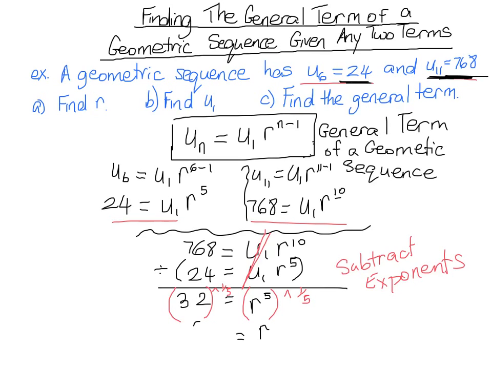That means that 2 to the 5th power is 32. And you can check it, right? 2 to the 5th power, 2 times 2 times 2 times 2 times 2, does in fact give you 32. So therefore r is 2.